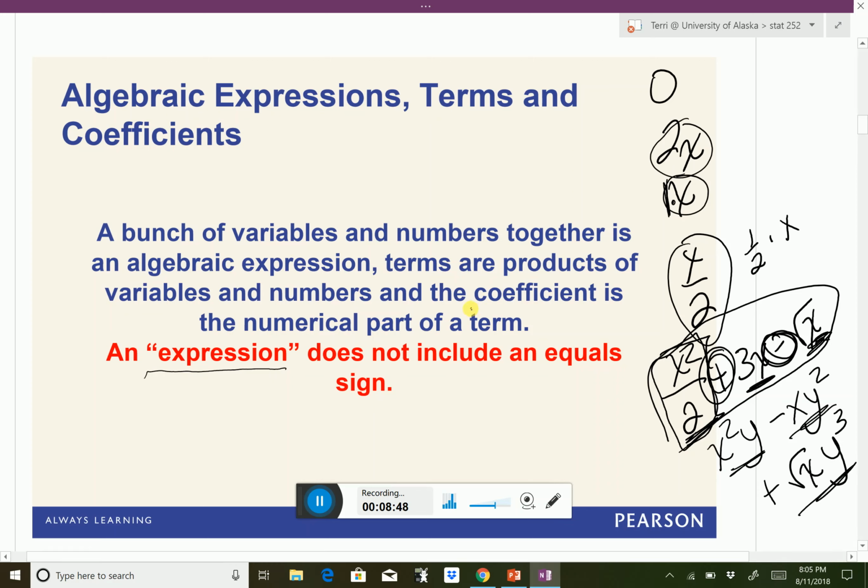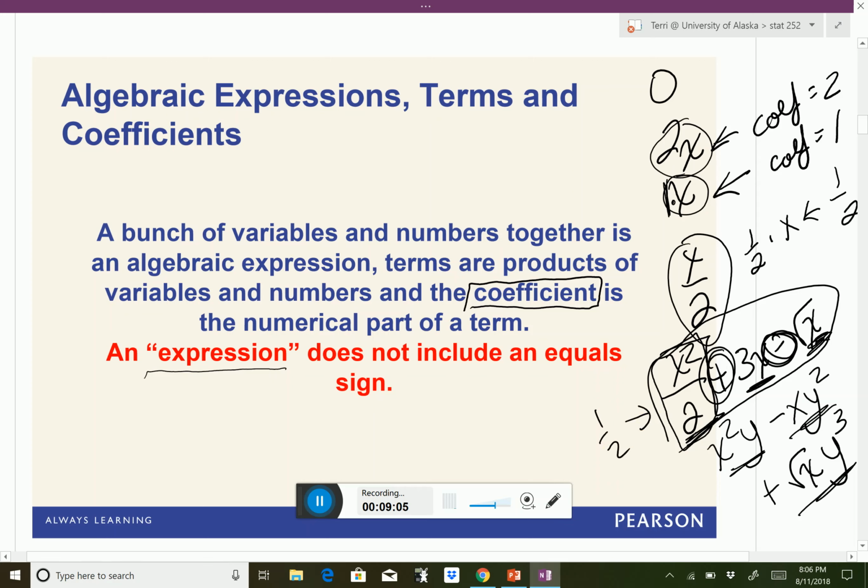Okay, the coefficient, this is an important word, is the numerical part of the term. Here, the coefficient is 2. Here, the coefficient is 1. Here, it's 1/2. Here, it's also 1/2. This one is 3. This one is -1. Oh, how is it -1? Oh, yes, because this is negative. And that's the easier way to do this.